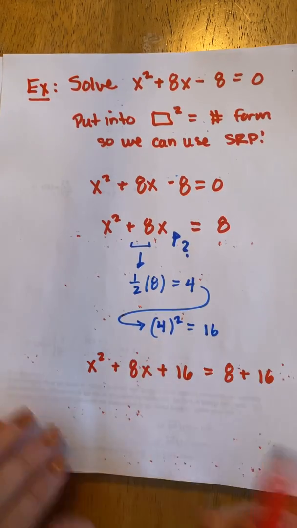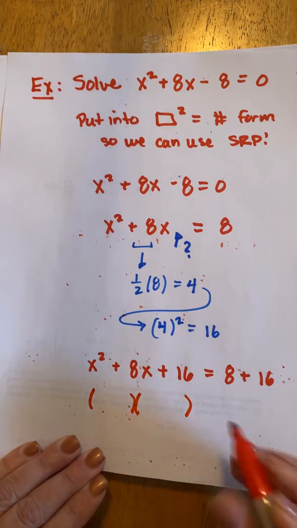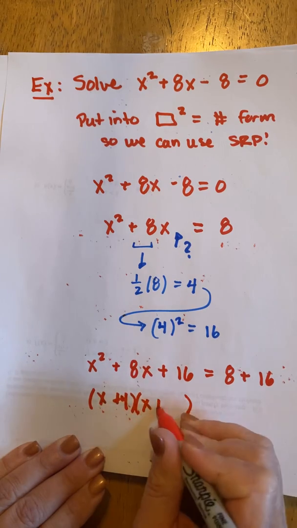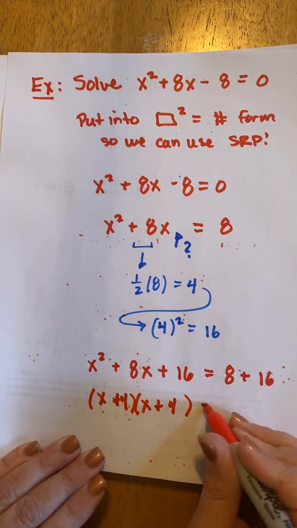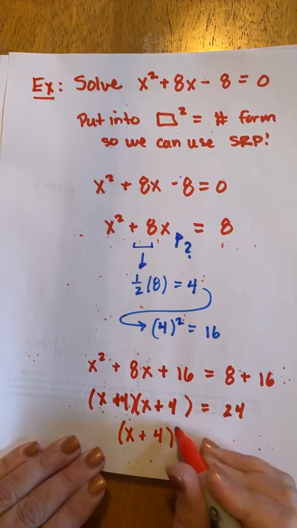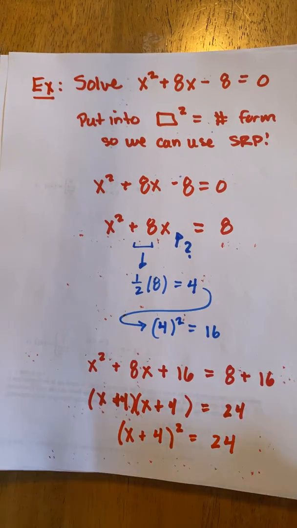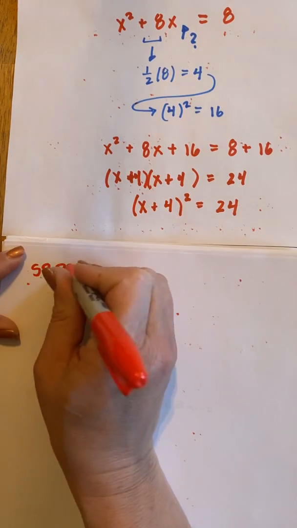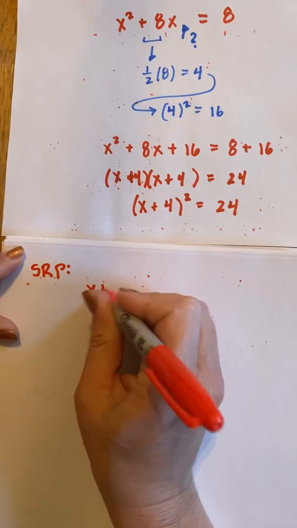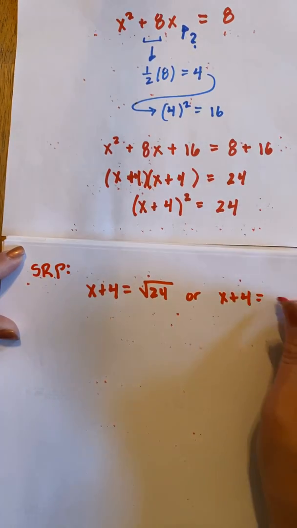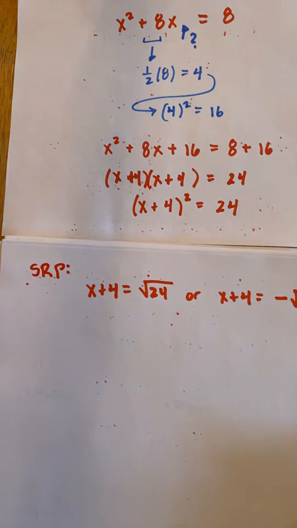Now if you choose this number correctly, the left side will always factor and its factors will repeat. What do we multiply to get 16 but add to get 8? Positive 4. So this is x plus 4 times x plus 4, and that equals 24. So we get x plus 4 squared equals 24. Now this is in the perfect form to use the square root property. The square root property says if something squared equals a number, then that something equals the square root of the number, or that something equals the opposite of the square root of the number.